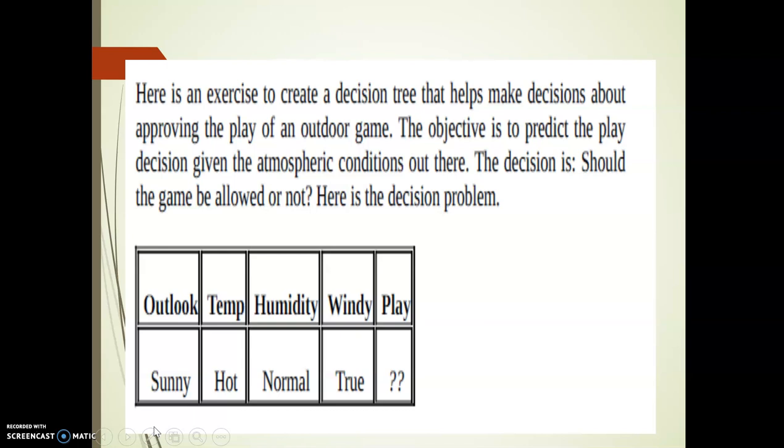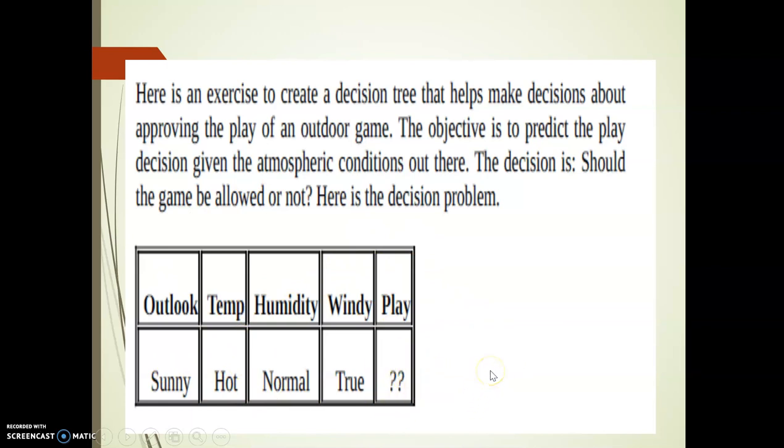Here is the decision problem. So what they are asking is, with the different categories given for the atmospheric conditions, the prediction has to be made whether the game has to be allowed to play or not. For example, if we have the outlook value as sunny, the temperature is hot, humidity is normal and windy is true, what needs to be done as a decision, whether the play needs to be allowed or not? So that decision needs to be taken here.